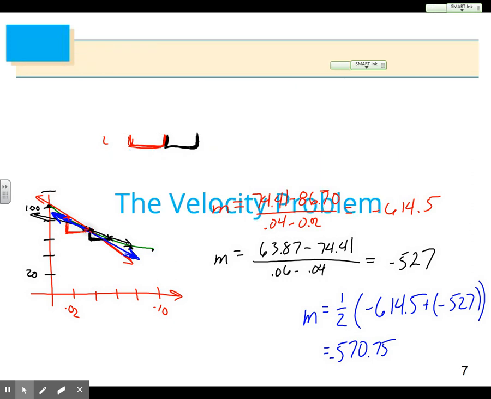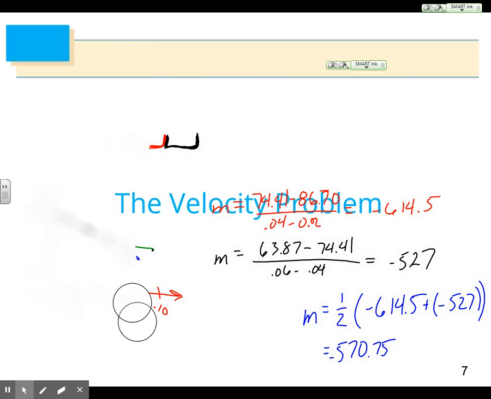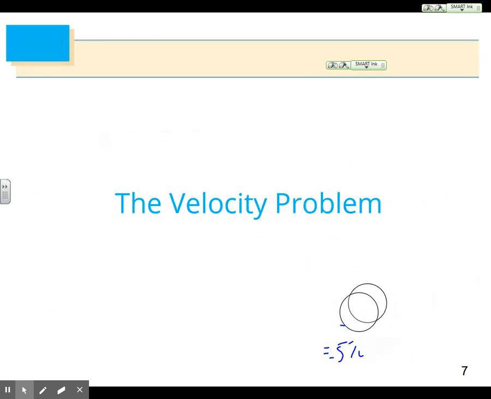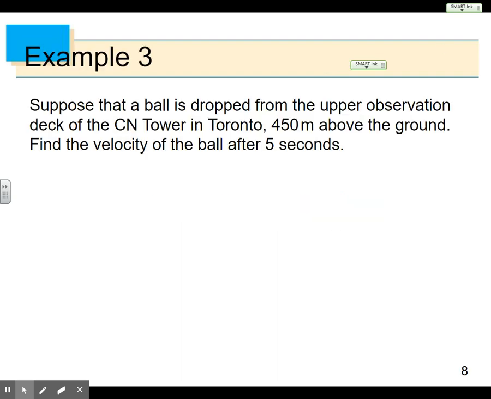Okay, let's talk about the velocity problem, and that'll be it for this video. The other half of this lesson wants me to look at velocity. It's going to be very similar work to what we did with the tangent lines. We're dropping a ball from the upper observation deck of the CN Tower in Toronto that's 450 meters above the ground.